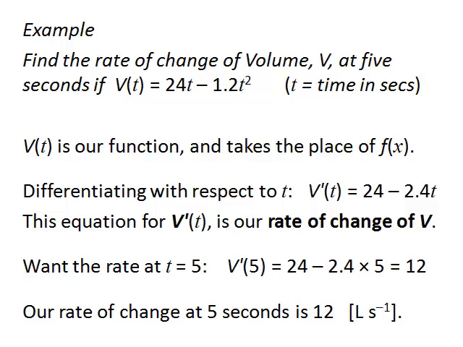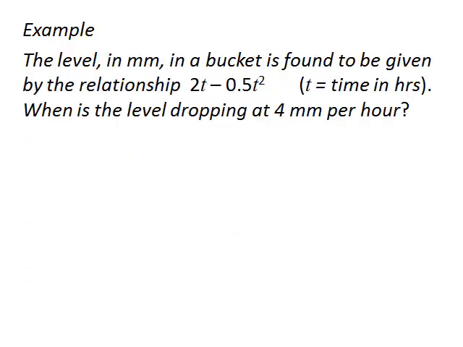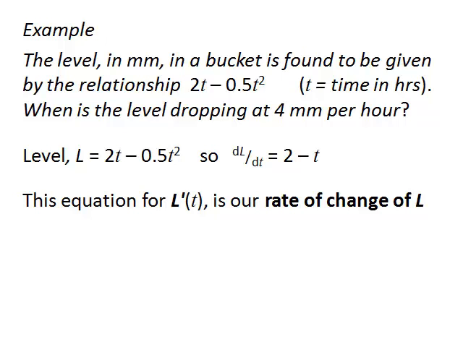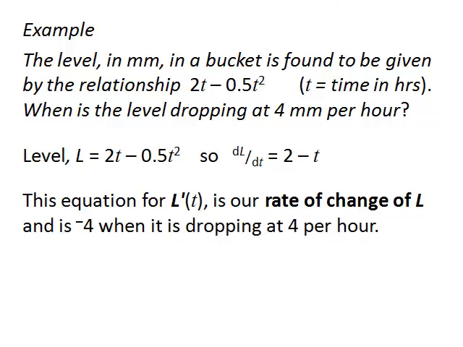We'll do another one. The level in a bucket is found by a relationship, and when is that level dropping at 4 millimeters per hour? The level is given by that, so the rate of change of the level is given by its differential. L dash, or dL/dt in this case, is our rate of change of L, and it's minus 4 when the level is dropping at 4 millimeters per hour.